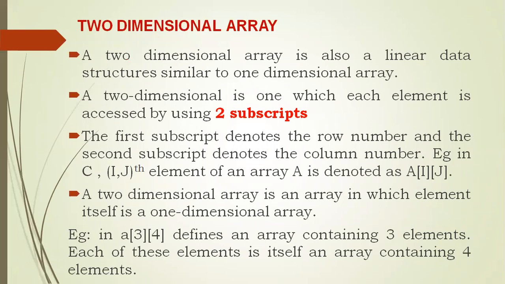A two-dimensional array is also very much similar to a one-dimensional array in the sense that both of them are linear data structures. The only difference is that in case of a one-dimensional array, each element is accessed using one subscript, while in the case of a two-dimensional array, each element is accessed using two subscripts. The first subscript denotes the row number and the second subscript denotes the column number. For example, the ijth element of a two-dimensional array we write as Aij, where A is the array name, i denotes the row number, and j denotes the column number.